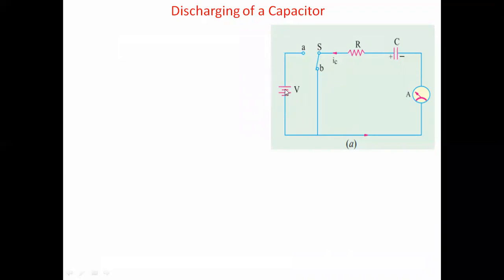Okay, so from the positive terminal the current starts. Similarly for this capacitor, this is the positive and this is negative. When the capacitor is fully charged and the switch is connected to B, the current starts from B, so the direction of the current is in this direction and reaches the negative terminal. Now the charged particles of this capacitor will be discharged.